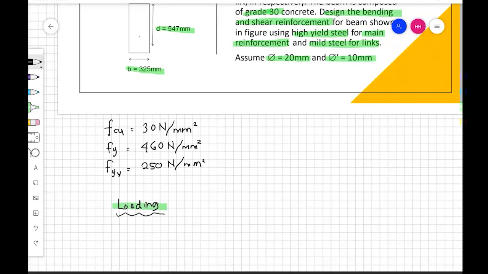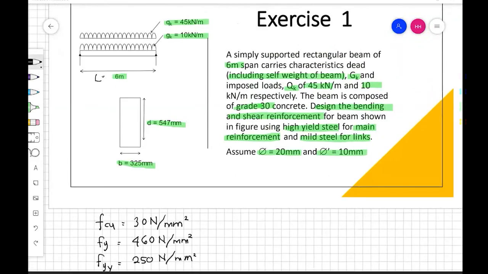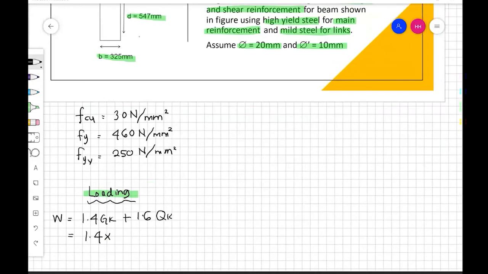Okay, how we going to calculate loading? Kita refresh balik. The formula of ultimate design load ataupun W. Ultimate design load W is equal to 1.4 GK plus 1.6 QK. Alright, and then just masukkan je directly the value of GK, which is, tengok sini, GK 10, QK 45. So we can just masukkan je inside this formula.